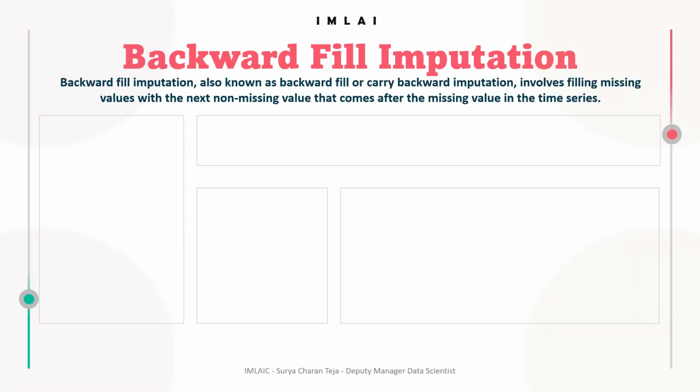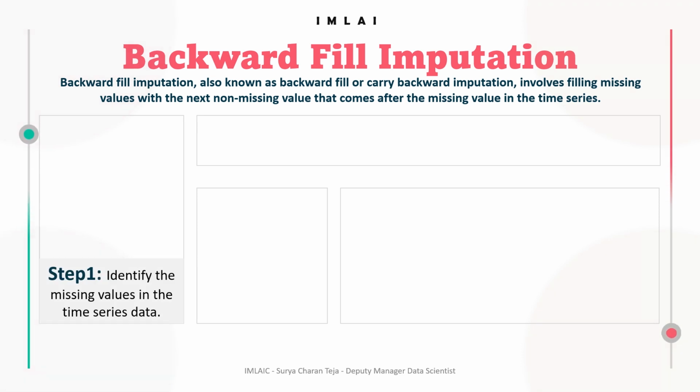If you want me to put it in simple words, missing values are replaced with the value from the immediately succeeding time point. So this method assumes that the value from the next time point is a good approximation for the missing value. Now let's look into this backward fill imputation method step by step.